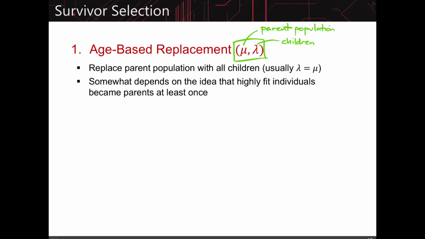Typically, we will then generate the same number of children as our parents because we don't want the population size to grow. Now, you can do age-based replacement where lambda is greater than mu. In that case, you would simply take the best or the most fit of the lambda children, but we're still getting rid of all of the parent population. The idea here is that highly fit individuals would have become parents at least one time, and then those parents would breed children that potentially are useful in getting closer to the optimal solution.